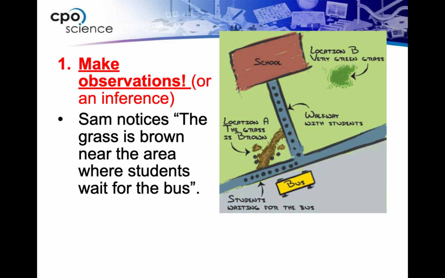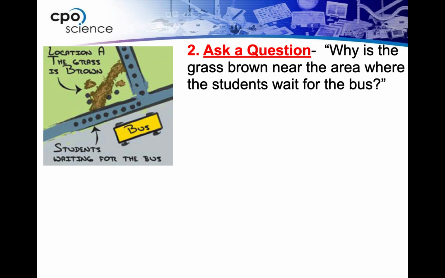So when Sam is kind of at the bus stop waiting for the bus, he notices there's a spot on the grass where the grass looks brown. So Sam notices the grass is brown near the area where students wait for the bus. So the first step of the scientific method is making observations, just kind of noticing, like before when I talked about how I noticed that there weren't as many bees at my garden during the year. That would be an observation. So make an observation or inference, first step of the scientific method.